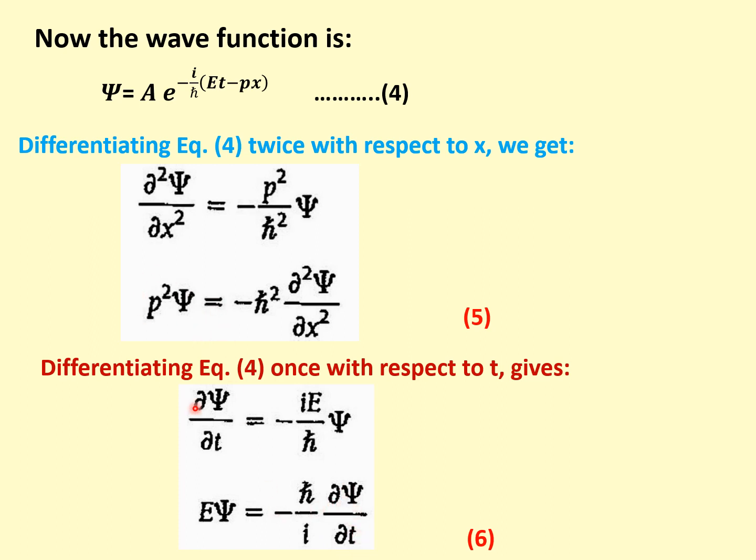So we need these p square psi and E psi terms so that we can get the final Schrodinger equation using the energy function. We should remember these p square psi and E psi terms in terms of delta 2 psi by delta x square and delta psi by delta t.